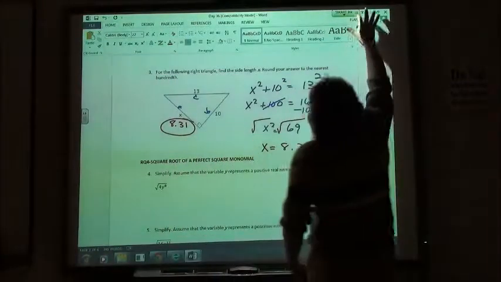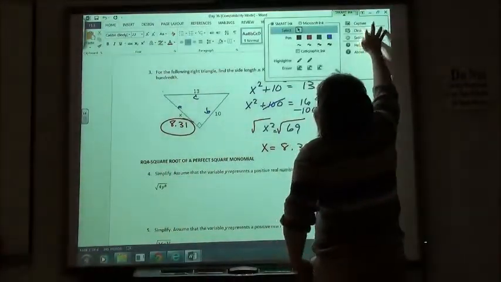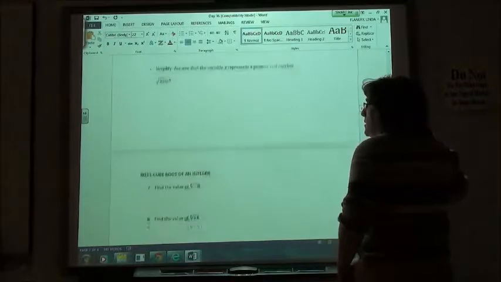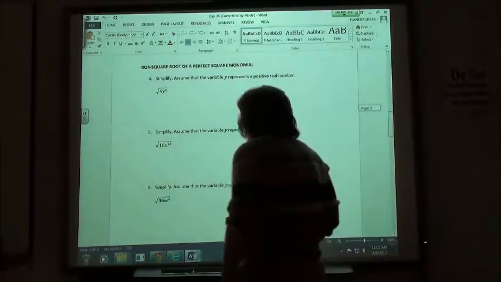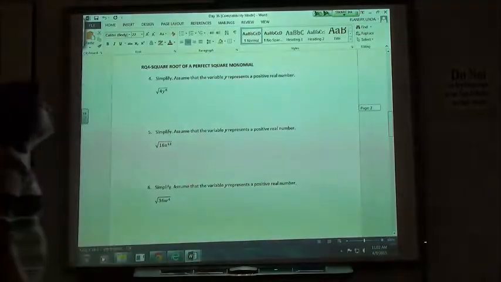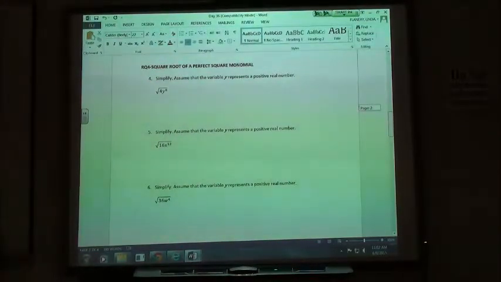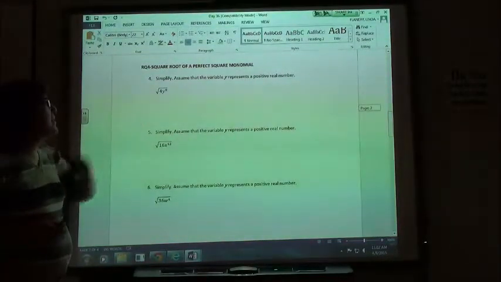We're going to get into simplifying some radical expressions, things with square roots. Number 4, we are doing the square root of a perfect square monomial. In other words, this should come out to a perfect square. When I do the square root, I'm thinking, what times what gives me this answer?